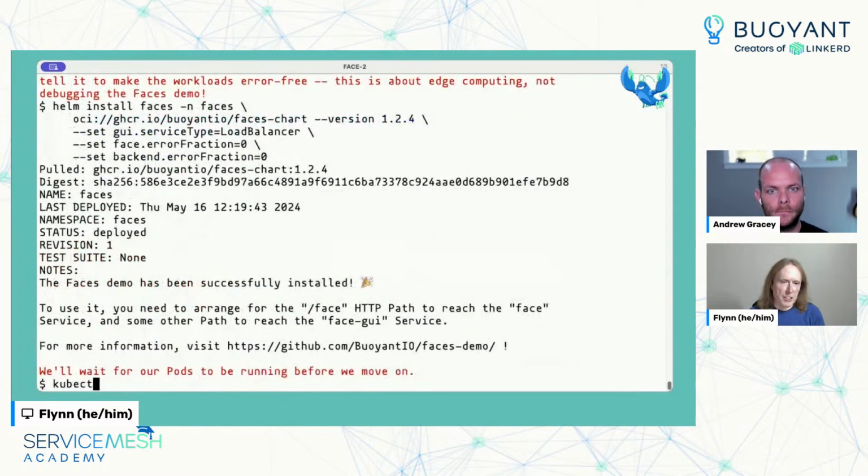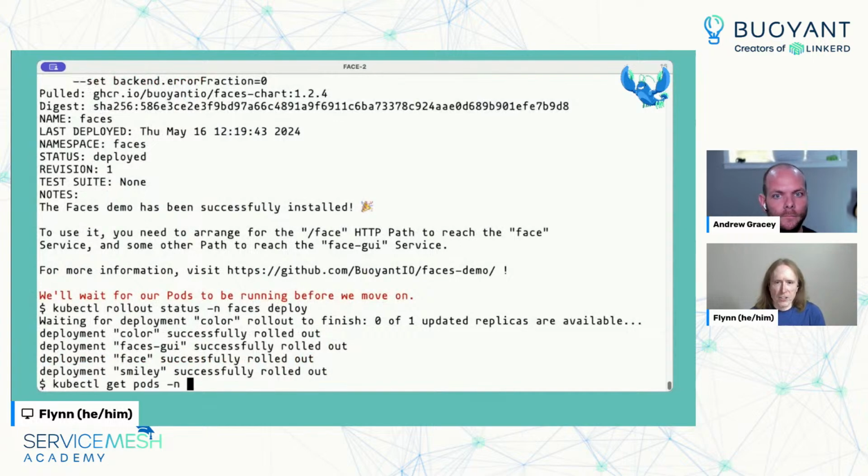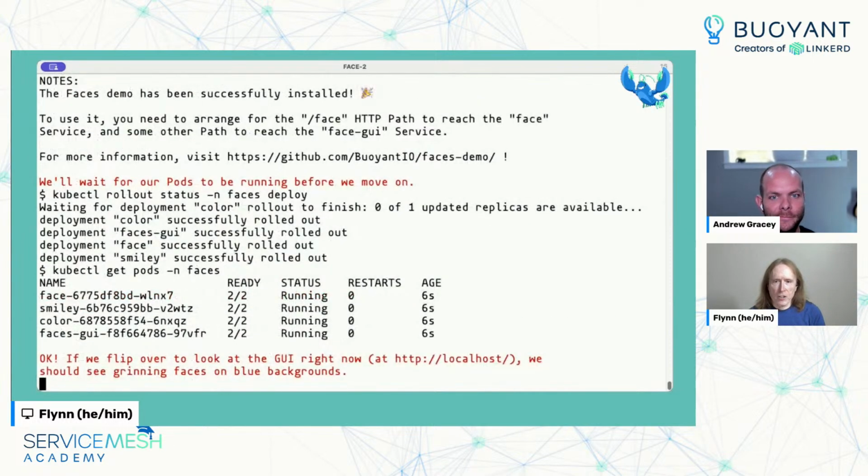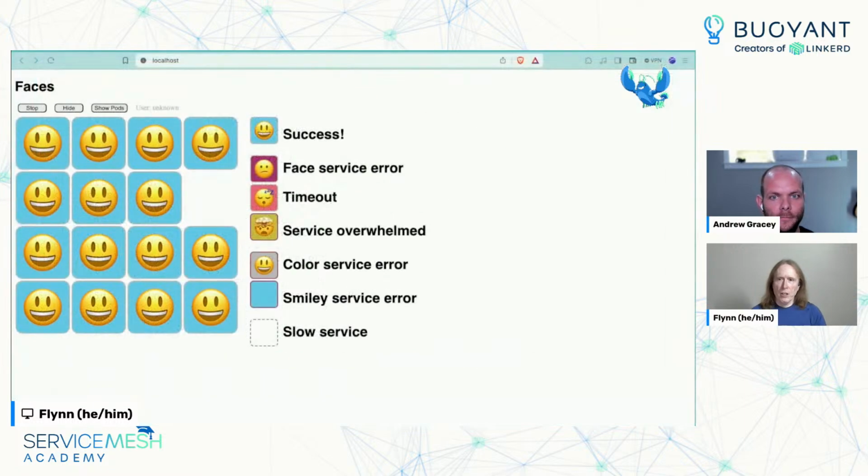So I'm just going to tell Faces to be well-behaved. It feels really weird to have a well-behaved Faces demo, I should probably point out. So there you go. We've got face and smiley and color and the GUI all running, 2 pods each, one of which is the application and one of which is the Linkerd proxy. And if we flip over to the GUI, there we go. We've got grinning faces on blue backgrounds and everything is happy. This is what we like to see.